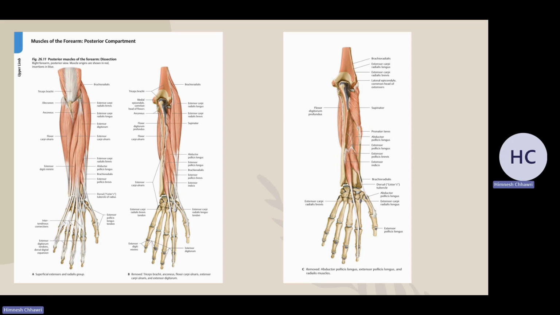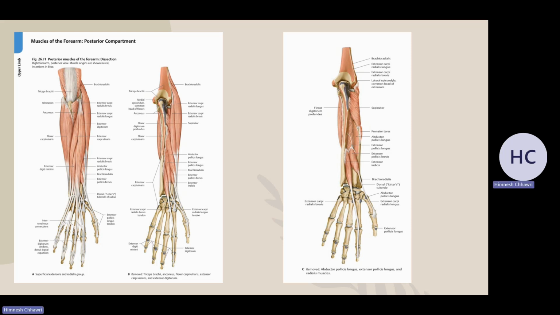We talked about extensor carpi radialis longus. After extensor carpi radialis longus and brevis, you can see the brevis here, hidden behind. You'll have extensor digitorum. Like in the anterior compartment the common origin was the medial epicondyle, in the extensor compartment the common origin is the lateral epicondyle of the humerus. Okay.